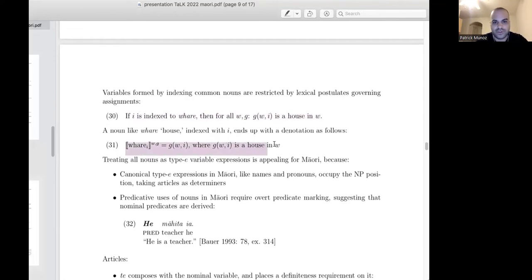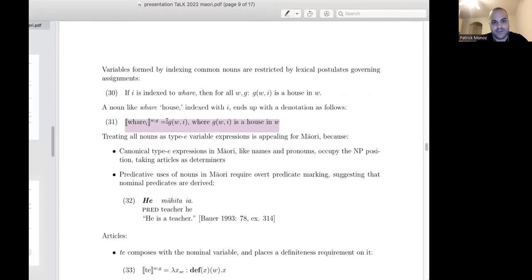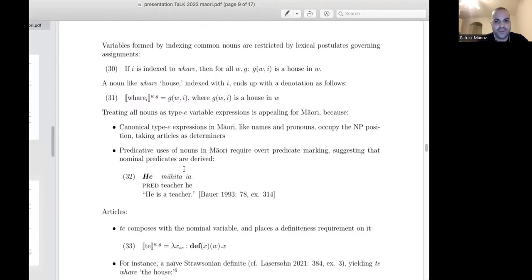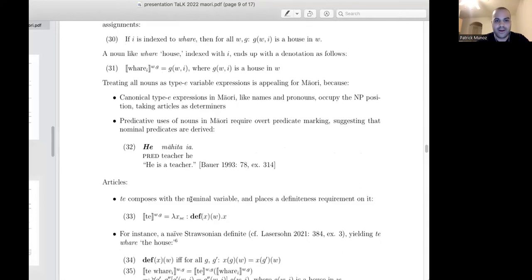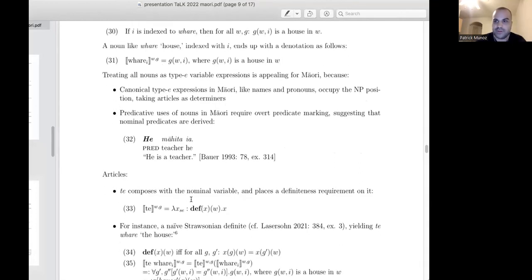So here would be a denotation for fare, house. It just refers to some contextually relevant house. That must be a house at the world of evaluation. Again, this is appealing for Maori, not only because everything seems to be an NP position that's type E, but also because predication in Maori has to be overtly marked. So if you want to say he is a teacher, you need this predicate marker he, right? And so that suggests that predicative nouns are actually derived.